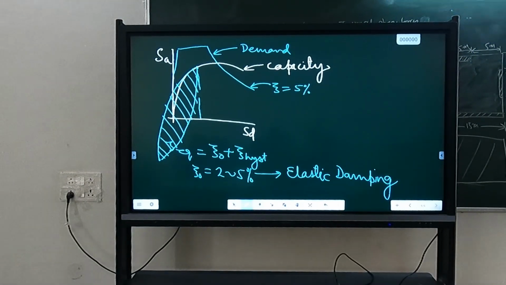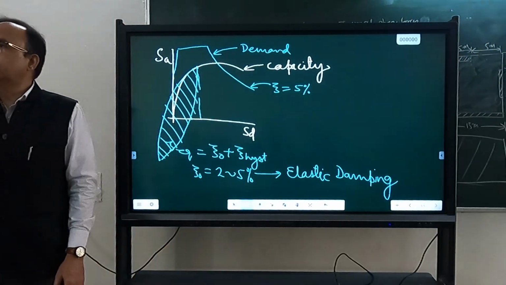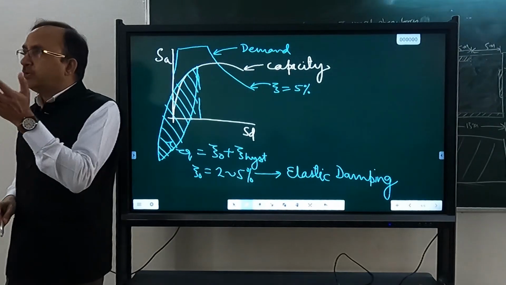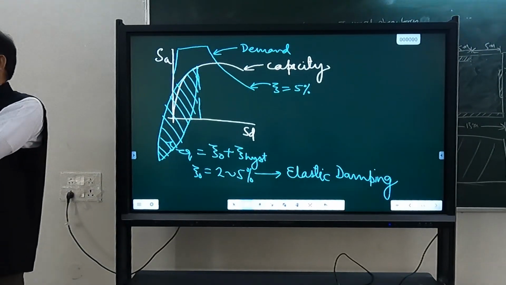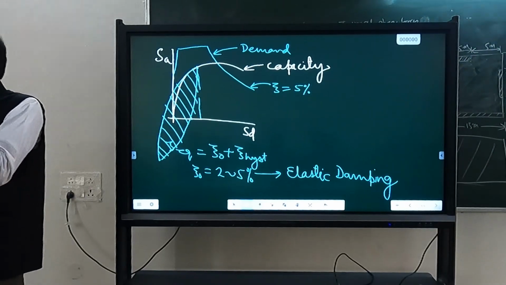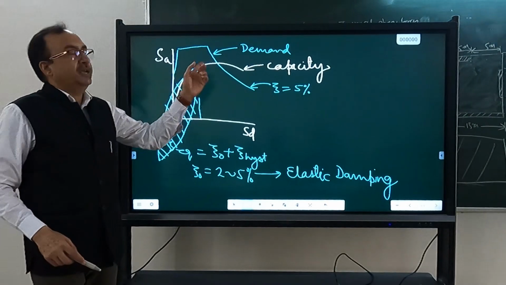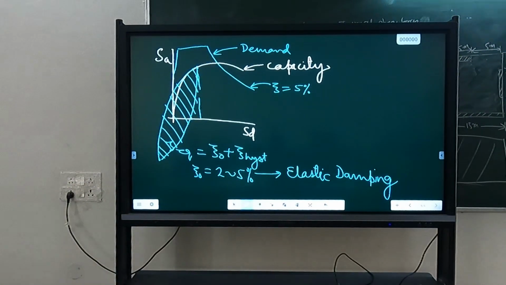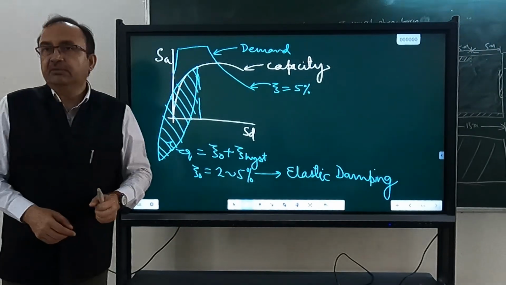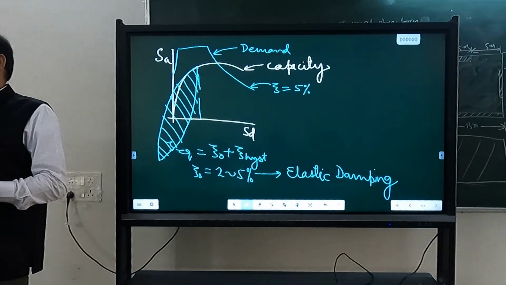So P delta also, while developing this capacity curve, we have considered. But more than that, it is the earthquake force, the demand. Larger demand, more displacement. Lesser demand, less displacement. So with this demand, we are trying to find out how much displacement is occurring in my structure. This comparison will give me how much displacement will actually occur in my structure.